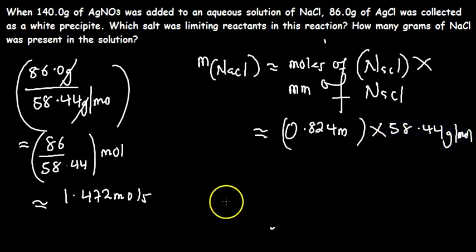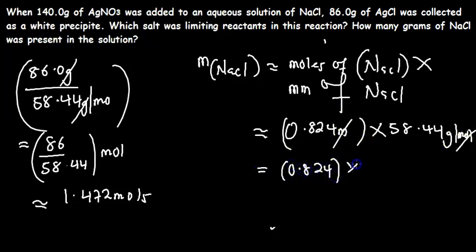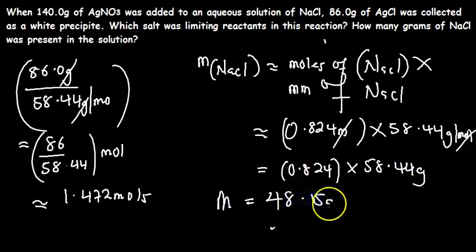At this point, our moles will cancel out. We're going to be left with 0.824 multiplied by 58.44 in grams, since we're asked to find the mass. If you multiply the two, it's going to be 48.15 grams. Therefore, we can conclude that approximately 48.15 grams of sodium chloride was present in the solution. So this is it for this problem.